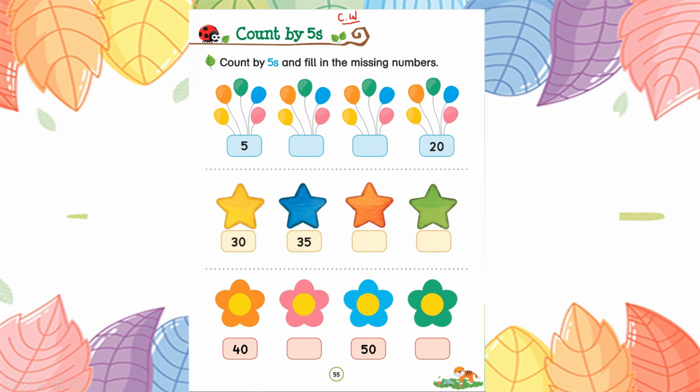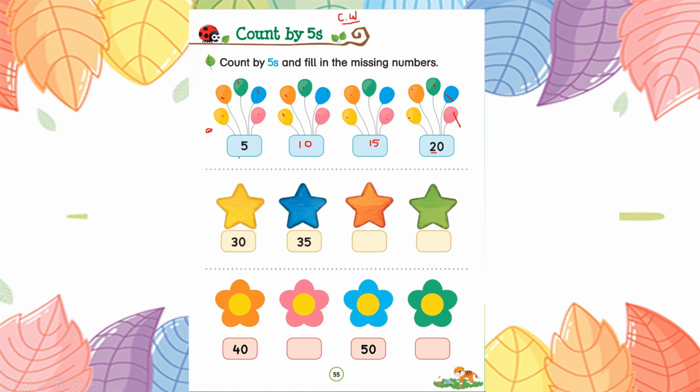Now we were counting by 0 and now we will count 1, 2, 3, 4, 5. So here are 5 balloons. Now count 6, 7, 8, 9, 10. So there are 10 balloons. Now 11, 12, 13, 14, 15. There are 15 balloons. Now count after 15. 16, 17, 18, 19, 20. So there are 20 balloons.